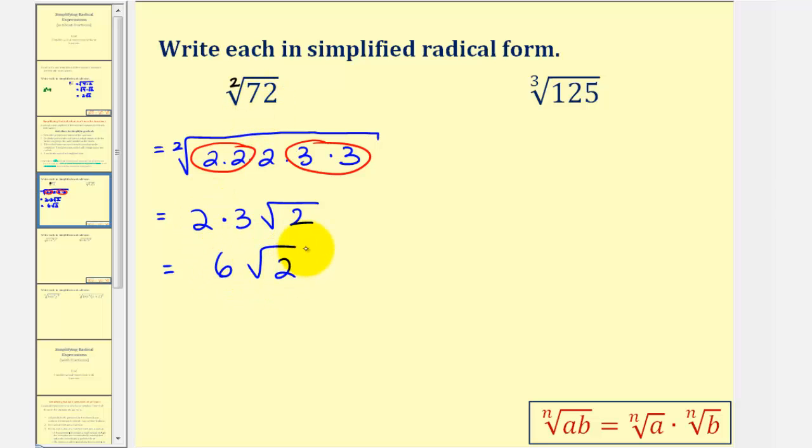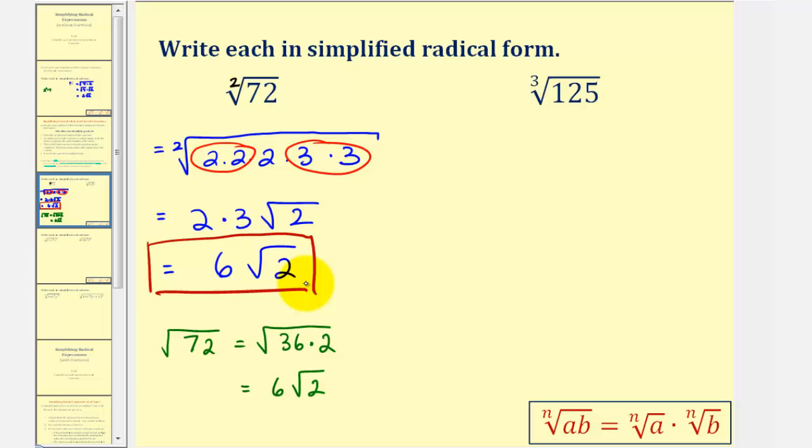Now I do want to point out that if we were able to recognize that 36 is a perfect square and also a factor of 72, it would save us some time if we just wrote square root 72 as square root 36 times 2 and recognize the square root of 36 is 6, giving us 6 square root 2. But again, it's often difficult to identify the perfect nth root factors when simplifying radicals, so the prime factorization method is very helpful. Now let's simplify the cube root of 125.